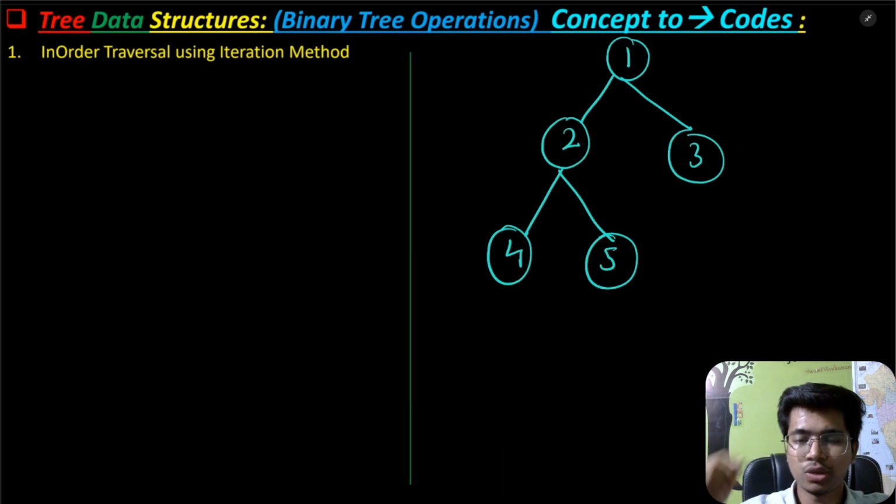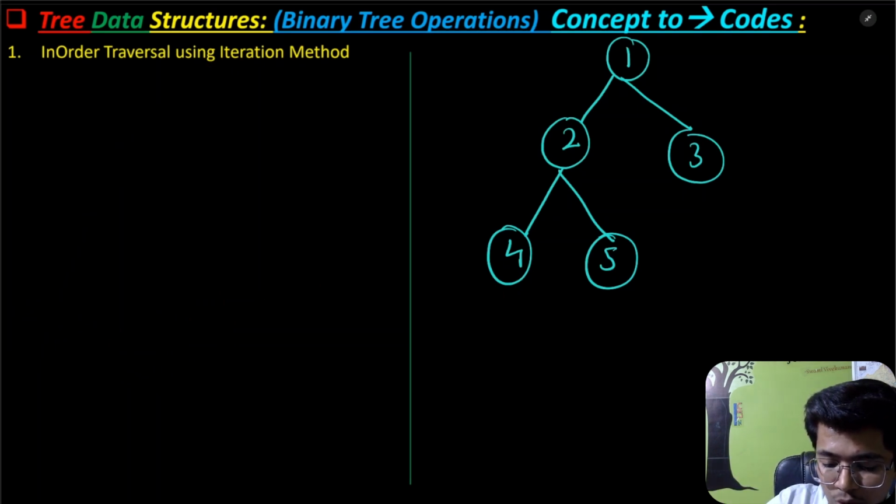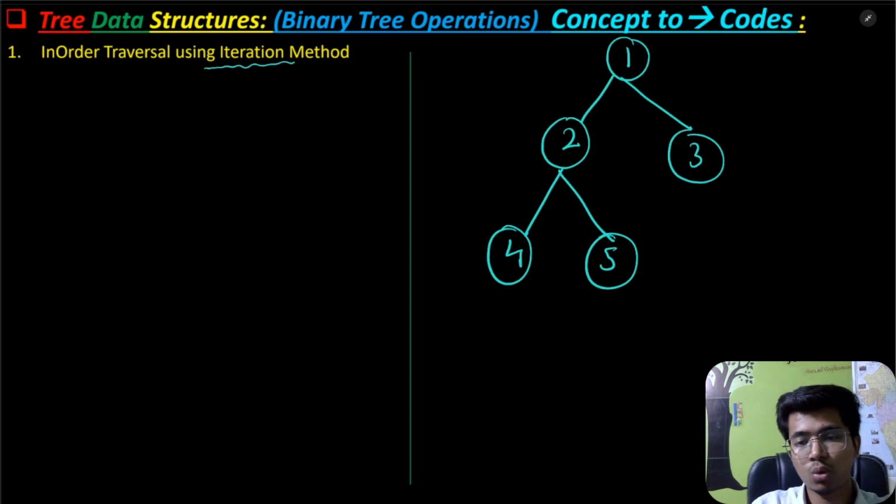Welcome back to today's series on InOrder Traversal. Previously, we implemented the InOrder Traversal through recursion, which means we call one function again and again. Today in this video, we'll be using the iteration method. You might be wondering what the iteration method is. The for loop, the first thing you learned, is the iteration method. So we'll be implementing it like this.